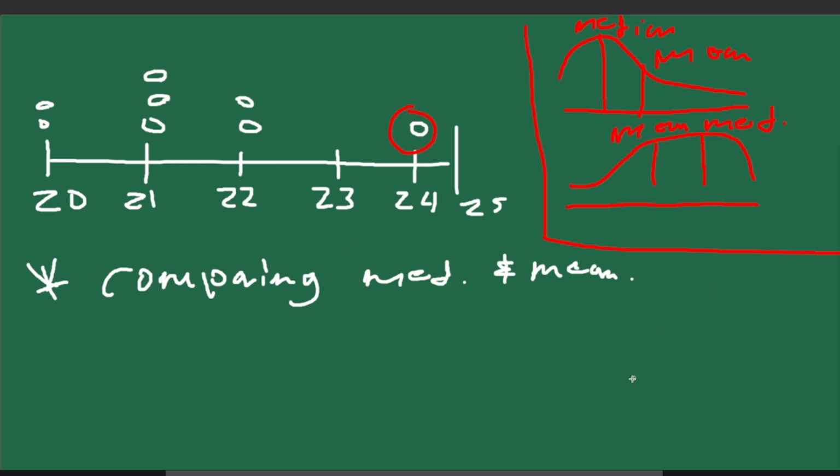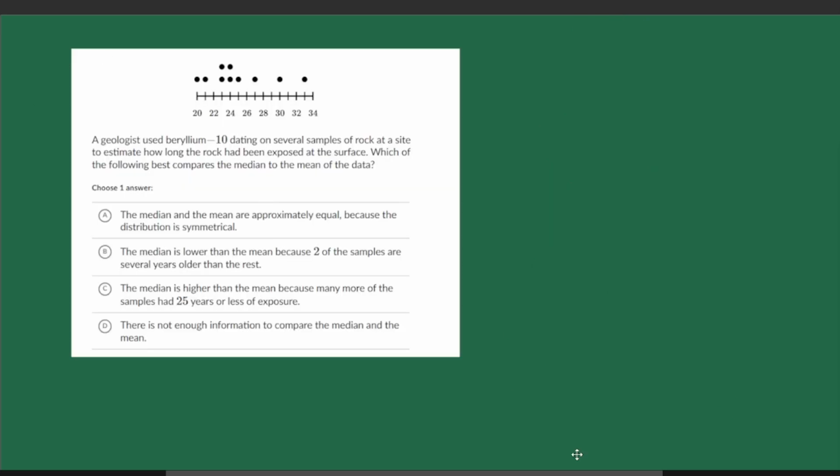Now here's the really cool thing though. If the distribution ends up looking like this, where it's perfectly symmetrical, right? Then the median and the mean are actually the same. So let's look at a question. All right, so unfortunately for these types of questions, you can't really use Desmos. You kind of just have to know it. And this is one example.